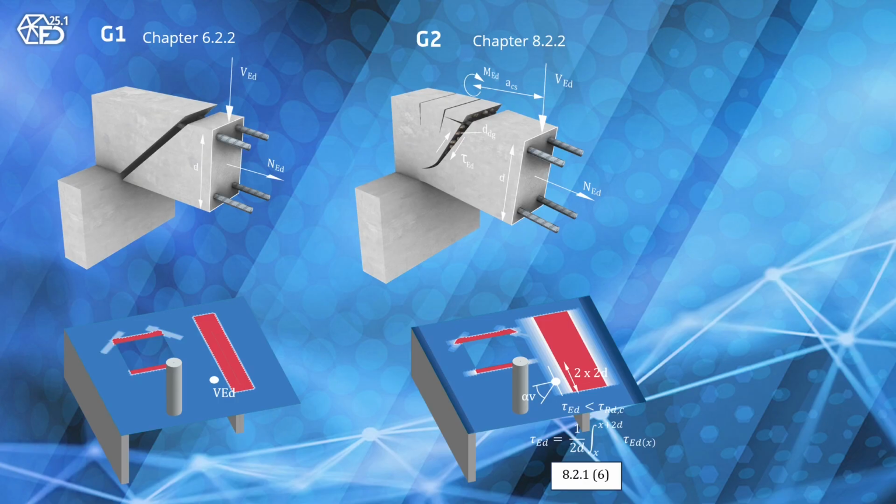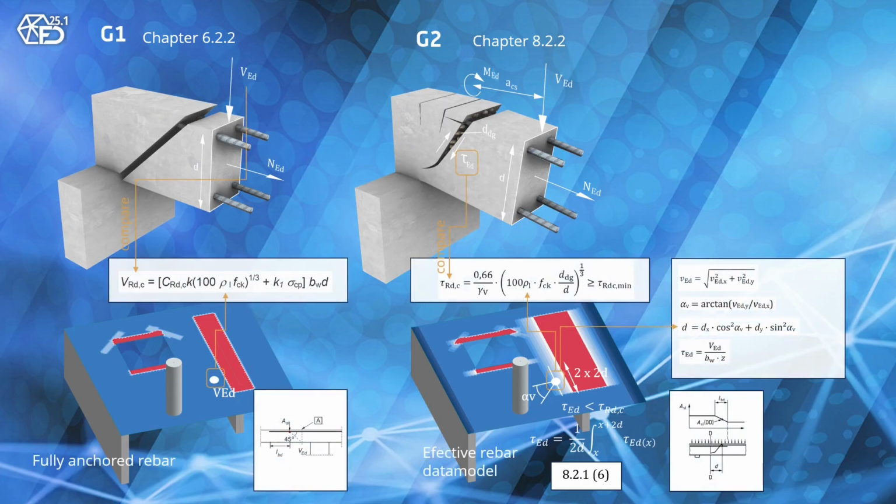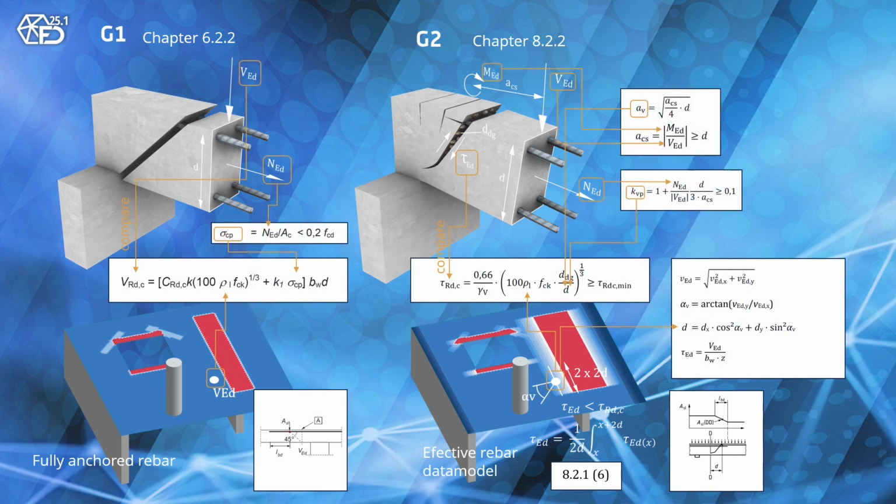And the final thing that changes with the new upcoming Eurocode is the total overhaul of the design process. So the process now has more plate-specific rules. For instance, the lever arm is now a function of the shear angle, and we use effective anchored rebar instead of fully anchored rebar like in the old standard.